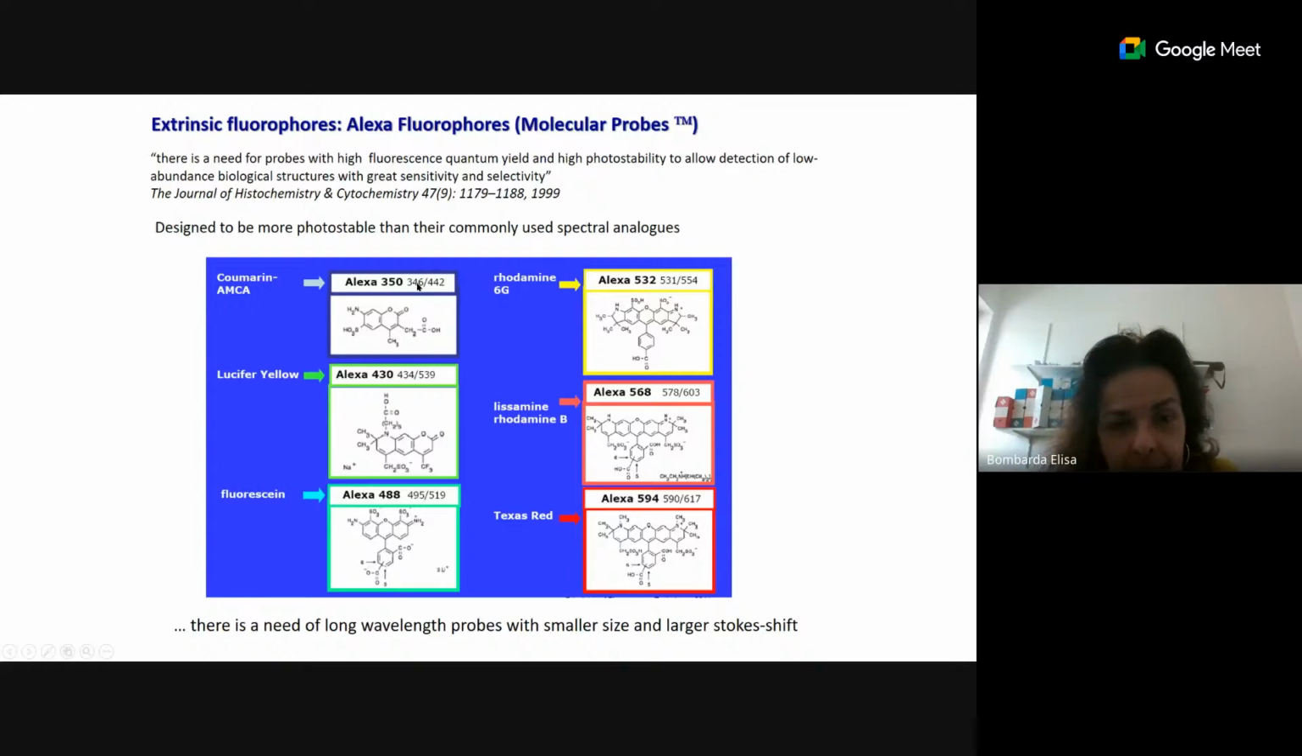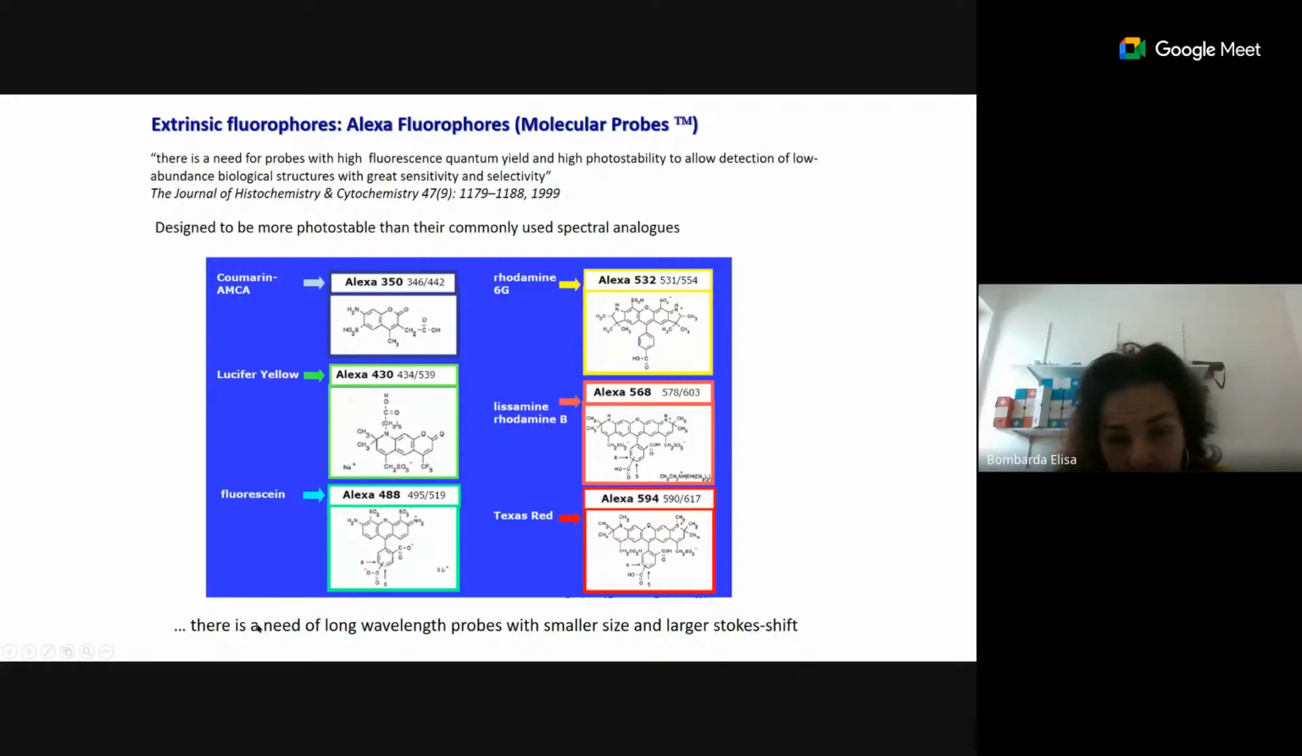You see, it's just modifying some group, and in particular, as we were saying at the very beginning, increasing the degree of conjugation, you move to larger wavelengths.